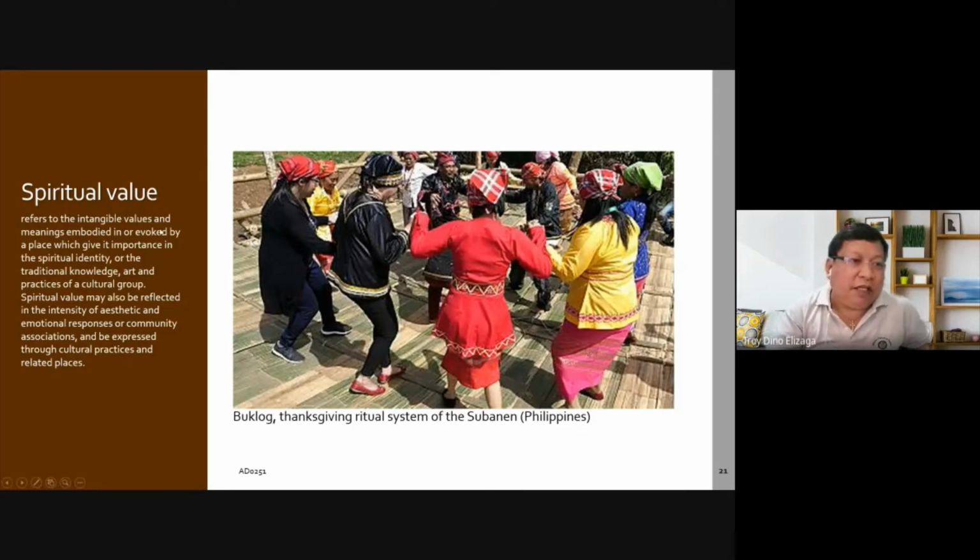So spiritual value refers to the intangible values and meanings embodied in or evoked by a place which give it importance in the spiritual identity or the traditional knowledge, art, and practices of a cultural group.